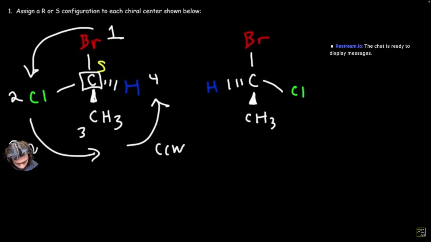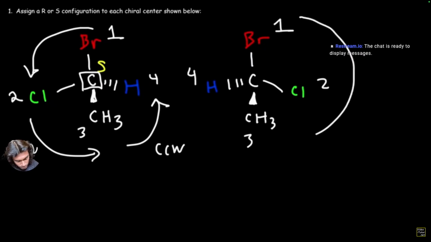Now let's focus on the chiral center on the right. And if you want to pause the video to try that example, feel free to do so. I know this bromine atom is going to be number 1. Chlorine is going to be 2. The methyl group will be group number 3, and H is 4. So counting it from 1 to 2 to 3, this time we are rotating in the clockwise direction. So this is going to have the R configuration.